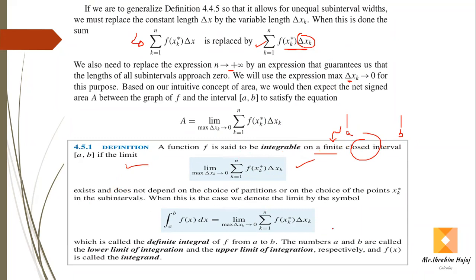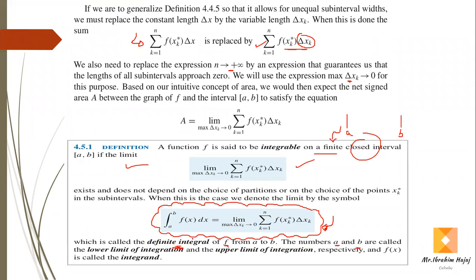Okay, so simply to find the area under a curve, we have to use this formula. It's called the Riemann's sum, the limit as delta x approaches zero of the summation of f. Okay, we have the definite integral of f from a to b, or the area between a and b under this curve.